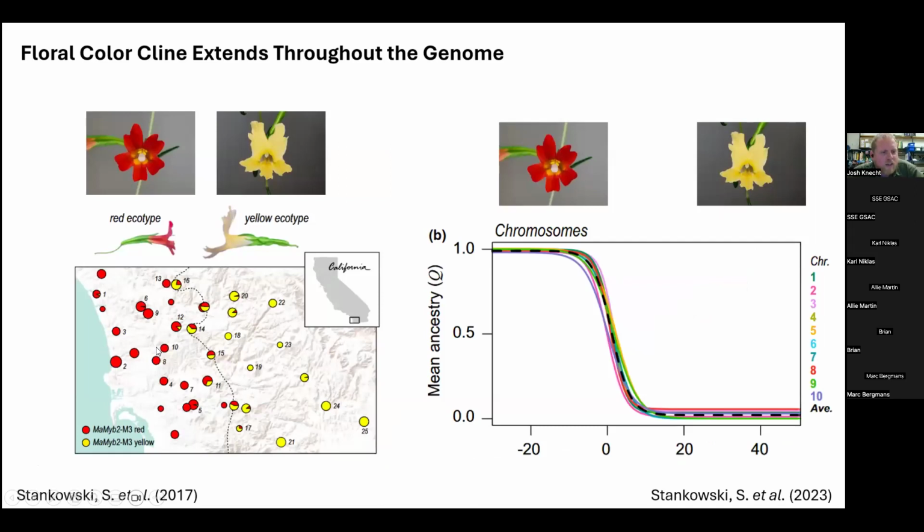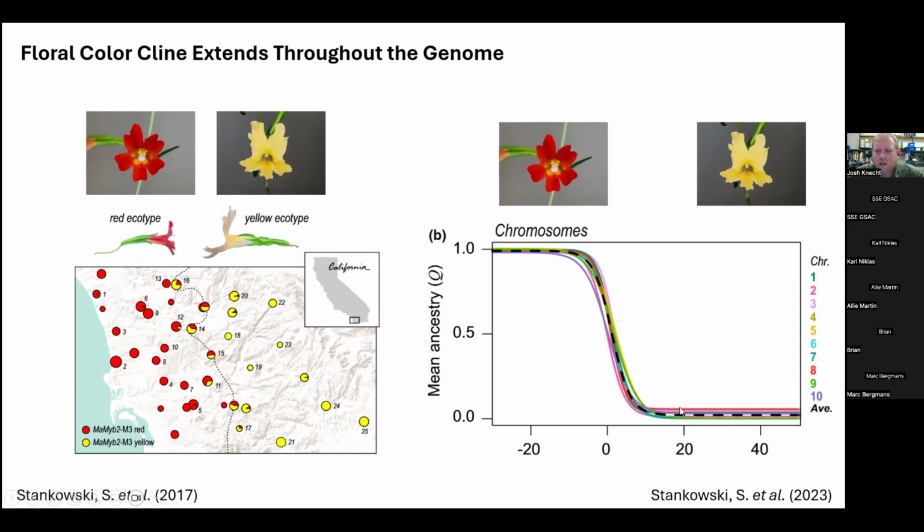And the reason for that is, on the left here, this is San Diego County in Southern California. There's this really nice floral phenotype that we can observe, and Matt Streisfeld has done a lot of work to dissect the genetics of it. But you see this really sharp transition from west to east in San Diego County, where there are red flowers on the west side and yellow flowers towards the east. And if you look at all the chromosomal clines from red ancestry to yellow ancestry, they all follow this sharp cline from west to east.